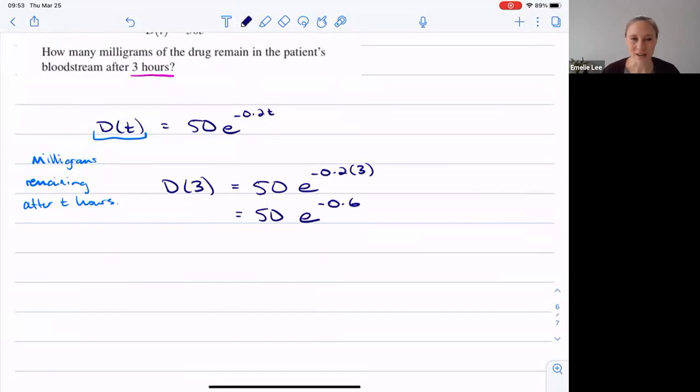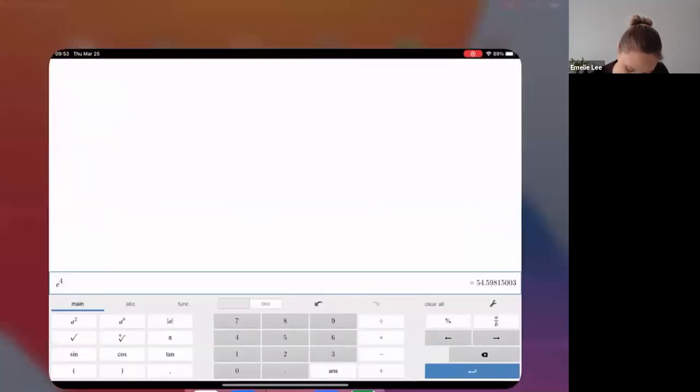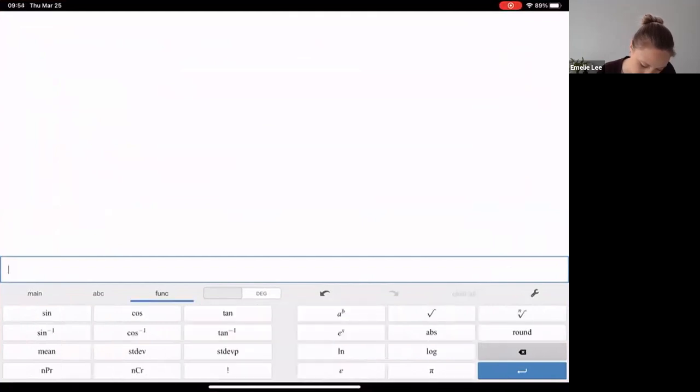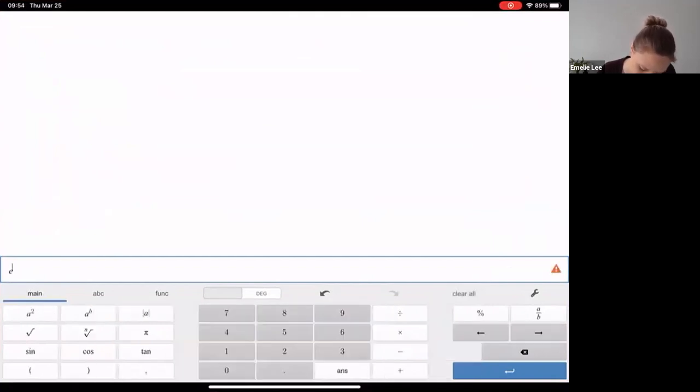So now the next step is going to be doing e to the negative 0.6, and then I'm going to multiply it by 50. So let's just go to our calculator here. And we want e to the power, so that's e to the power of, and I want negative, let's do 0.6 just in case. It shouldn't matter.